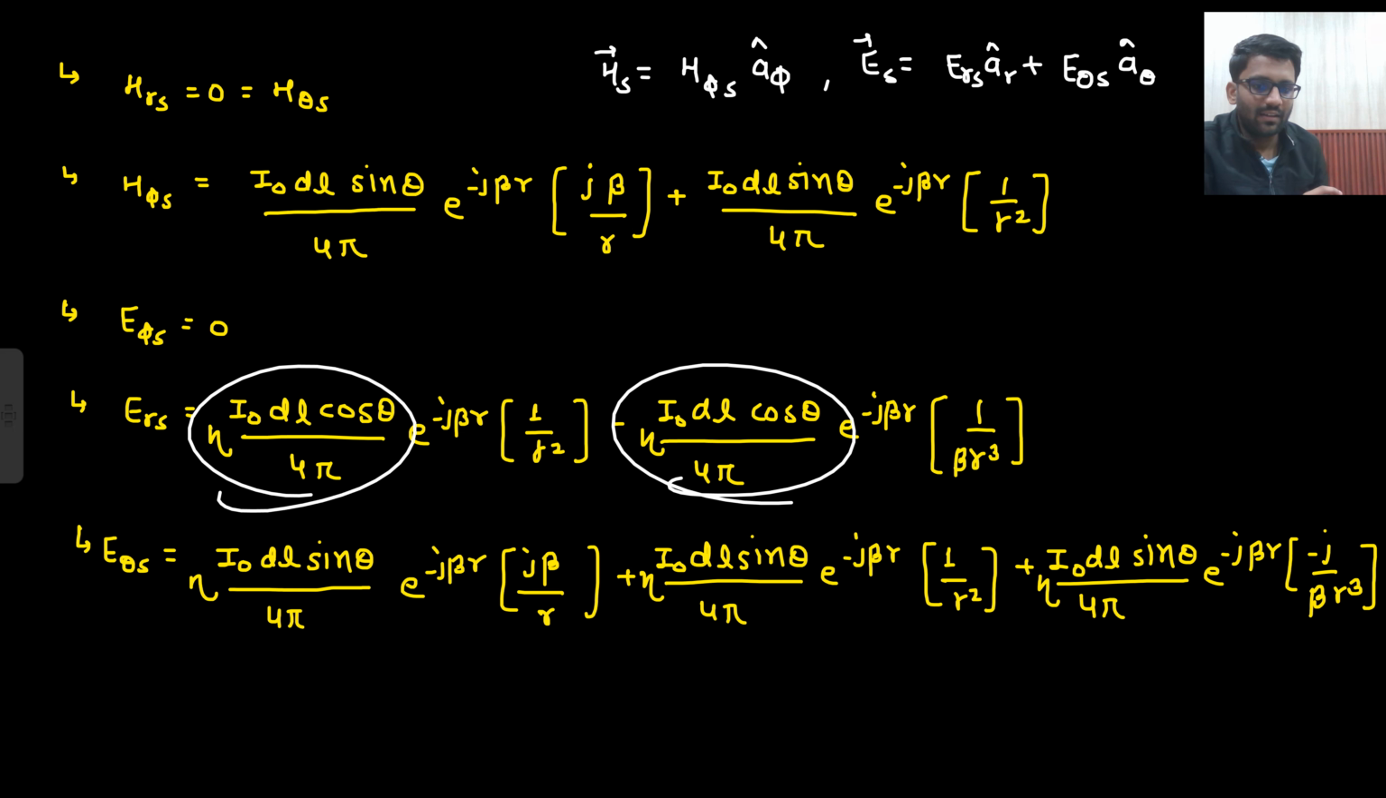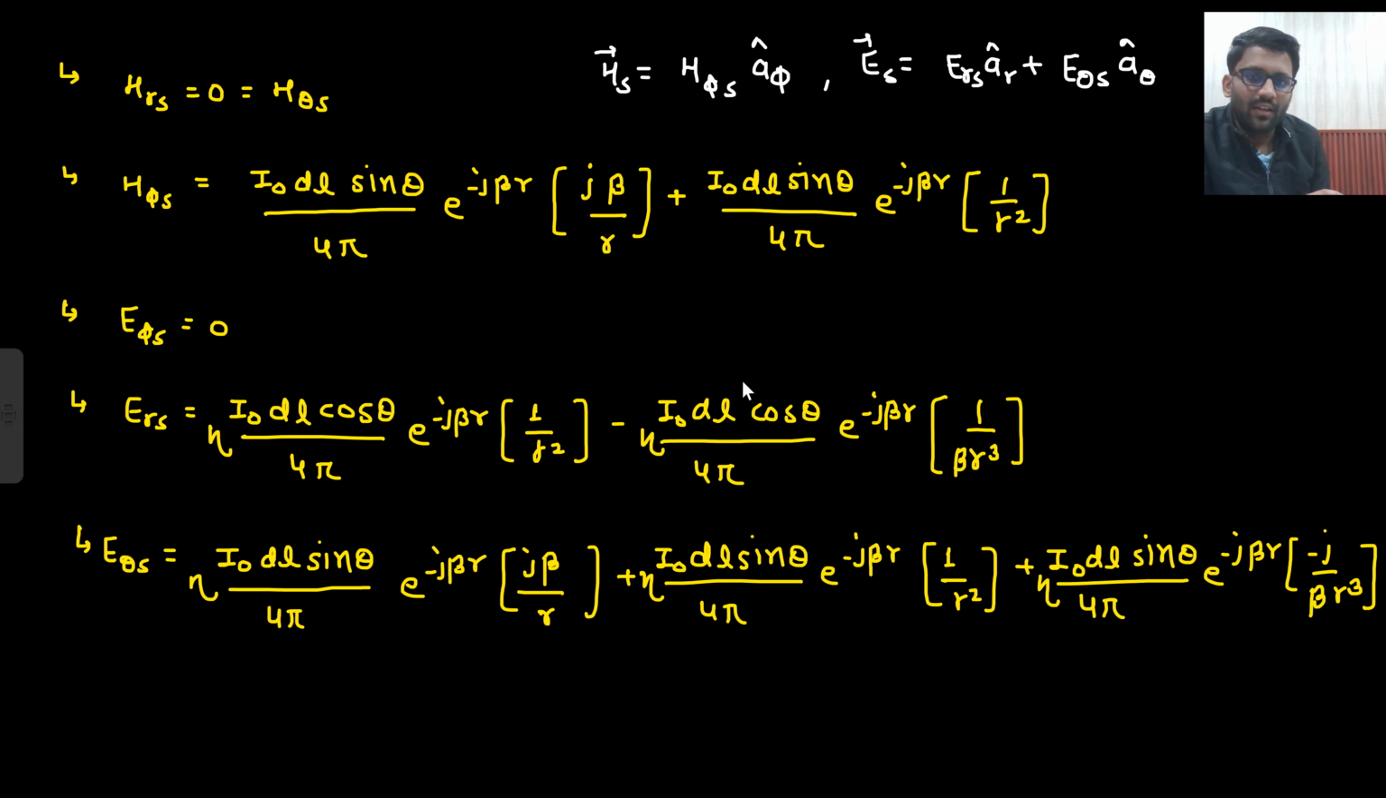What is this eta? If you ask me, sir, what is this eta? So eta is square root of mu upon epsilon, the intrinsic impedance. Eta is the intrinsic impedance here. I know I dl cos theta over 4 pi, everything you know. What is theta, that also you know. I know I dl, all this we have seen. The new term is eta. So eta is the intrinsic impedance.